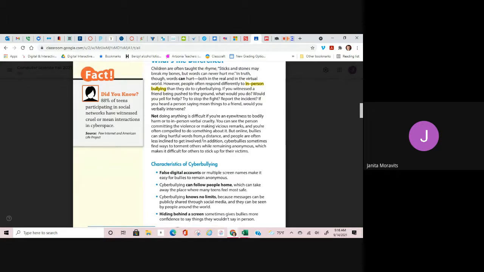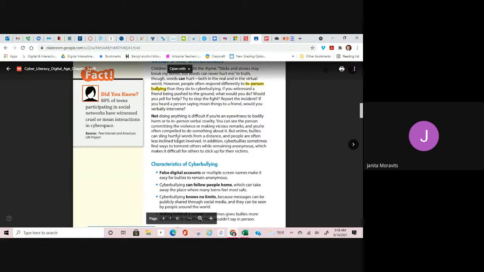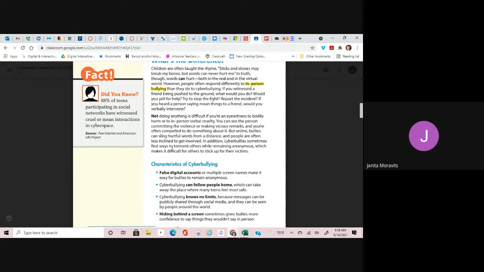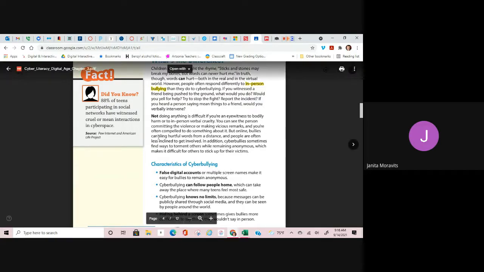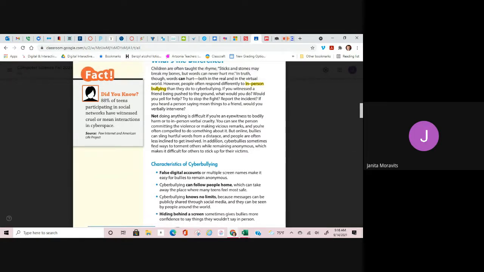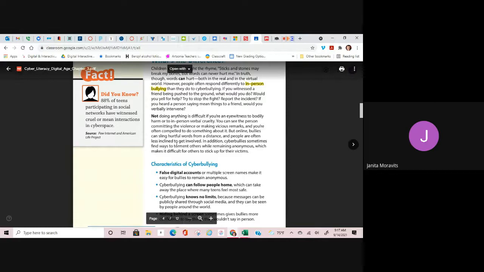It's kind of hard as a human being to just not do something, because it kind of goes against everything that's in you about justice and what's right and wrong. But then there are those people who you just want to stand back and stay out of it anyway. You can see the person committing the violence or making vicious remarks, and you're often compelled to do something about it. But online, bullies can sling hurtful words from a distance, and many times you don't even know who that person is. And people are often less inclined to get involved.